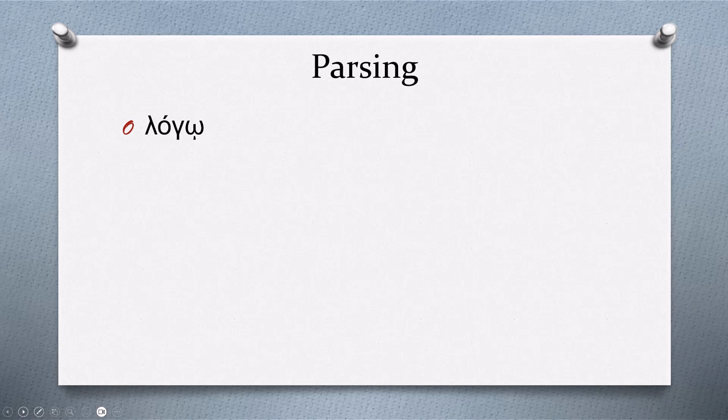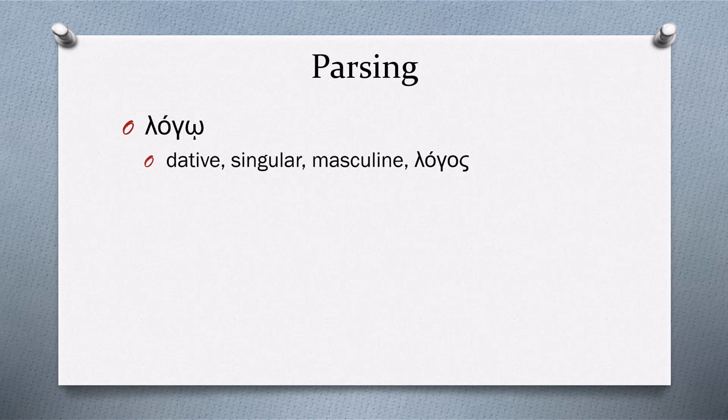Something we're going to do in first year Greek is a lot of parsing. Parsing means we break down a word into its various components so we can better understand it and translate it correctly. So how would we parse a word like logo? Well, we would say it's dative because we see the iota, which in this case is subscripted, right? It's singular, it would be masculine, and the nominative form is logos. When we're parsing, we also want to give the translation, and we would say in this case it would be something like to the word or for the word. So what would we do with a word like graphos?